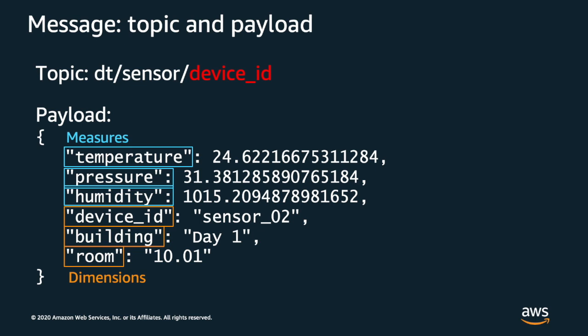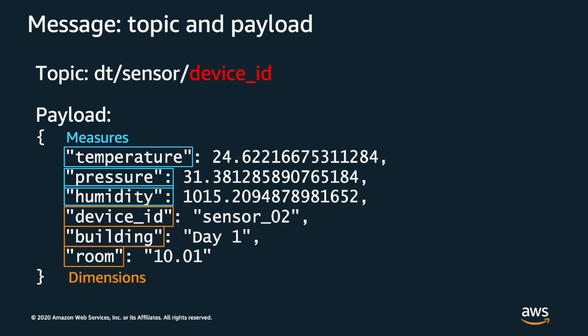Now let's take a look at the topic and message payload. Your devices are sending data by using the MQTT protocol or via HTTPS. These data are published as a JSON object to a so-called topic. In our example, sensors publish to the topic dt/sensor/device ID. The device ID is the ID of a particular sensor. In this example, the device ID is sensor_02.